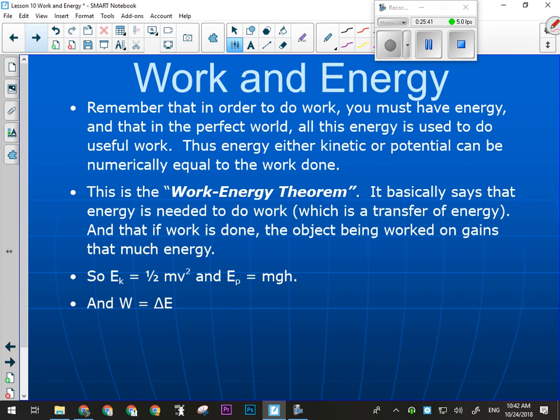The other thing we have to remember is that in order to do work, you have to have energy. This is, as some people would say, the chicken and egg argument for the work-energy theorem. Work is a change in energy, but if I'm going to do work, I have to have energy to do that. I can't do work on something if I don't have energy to give.